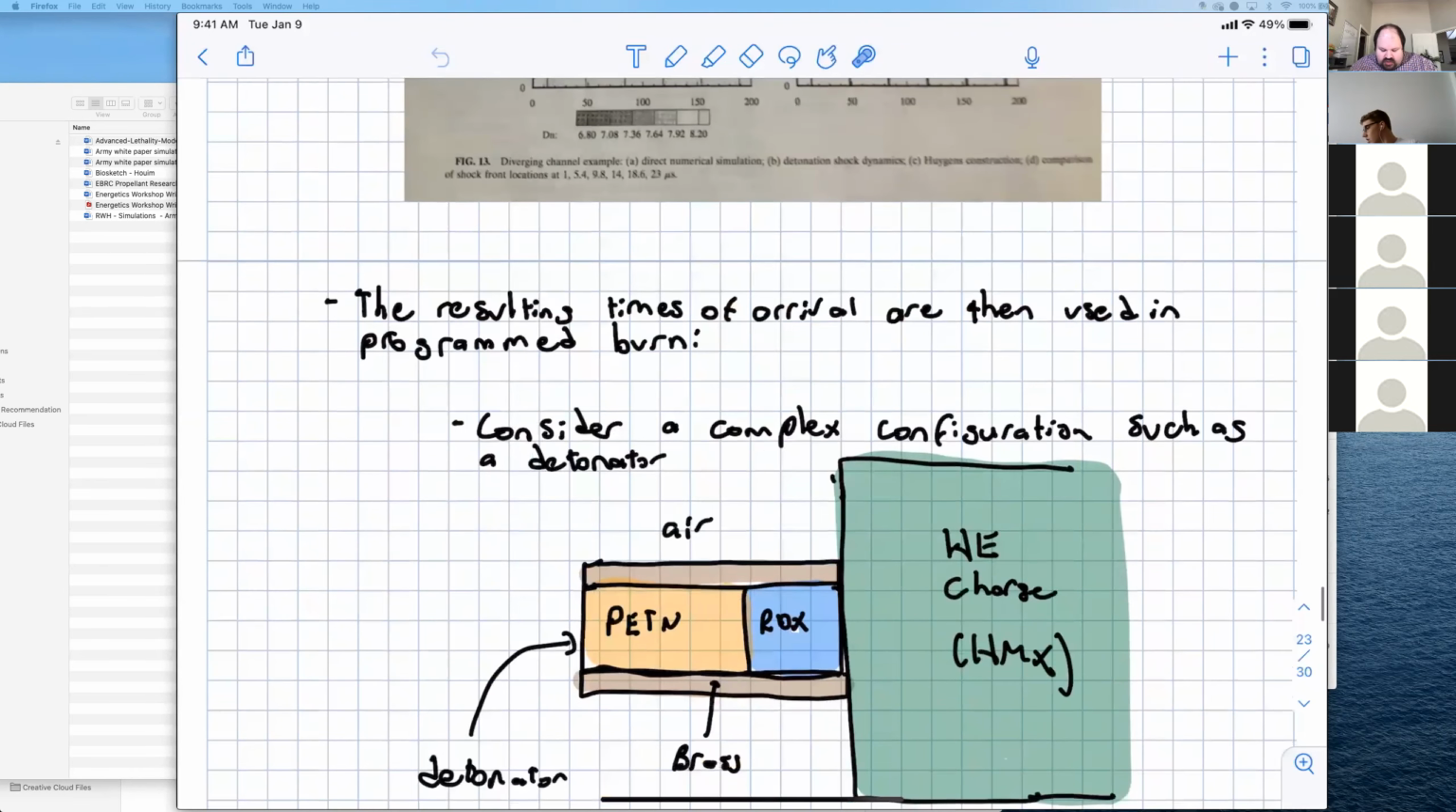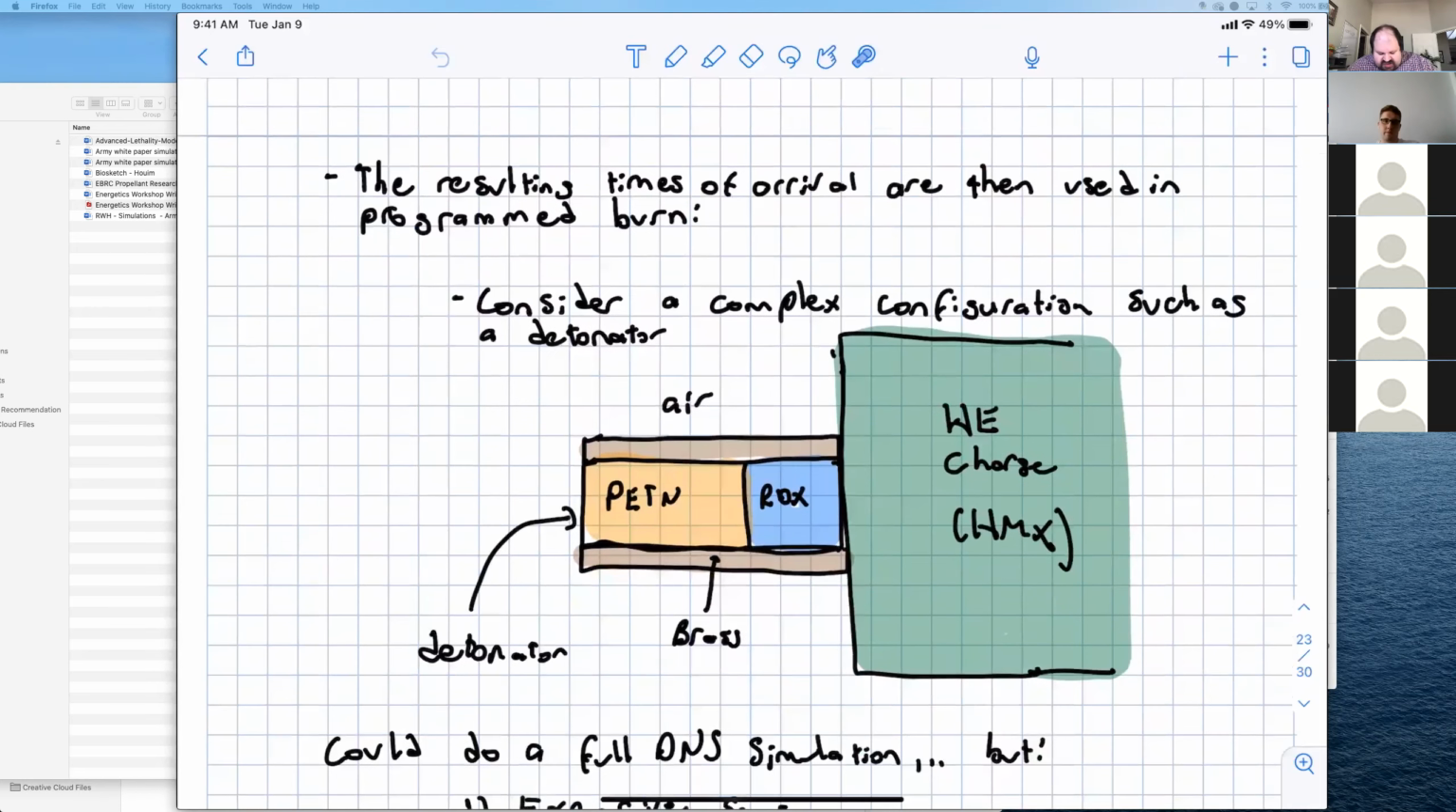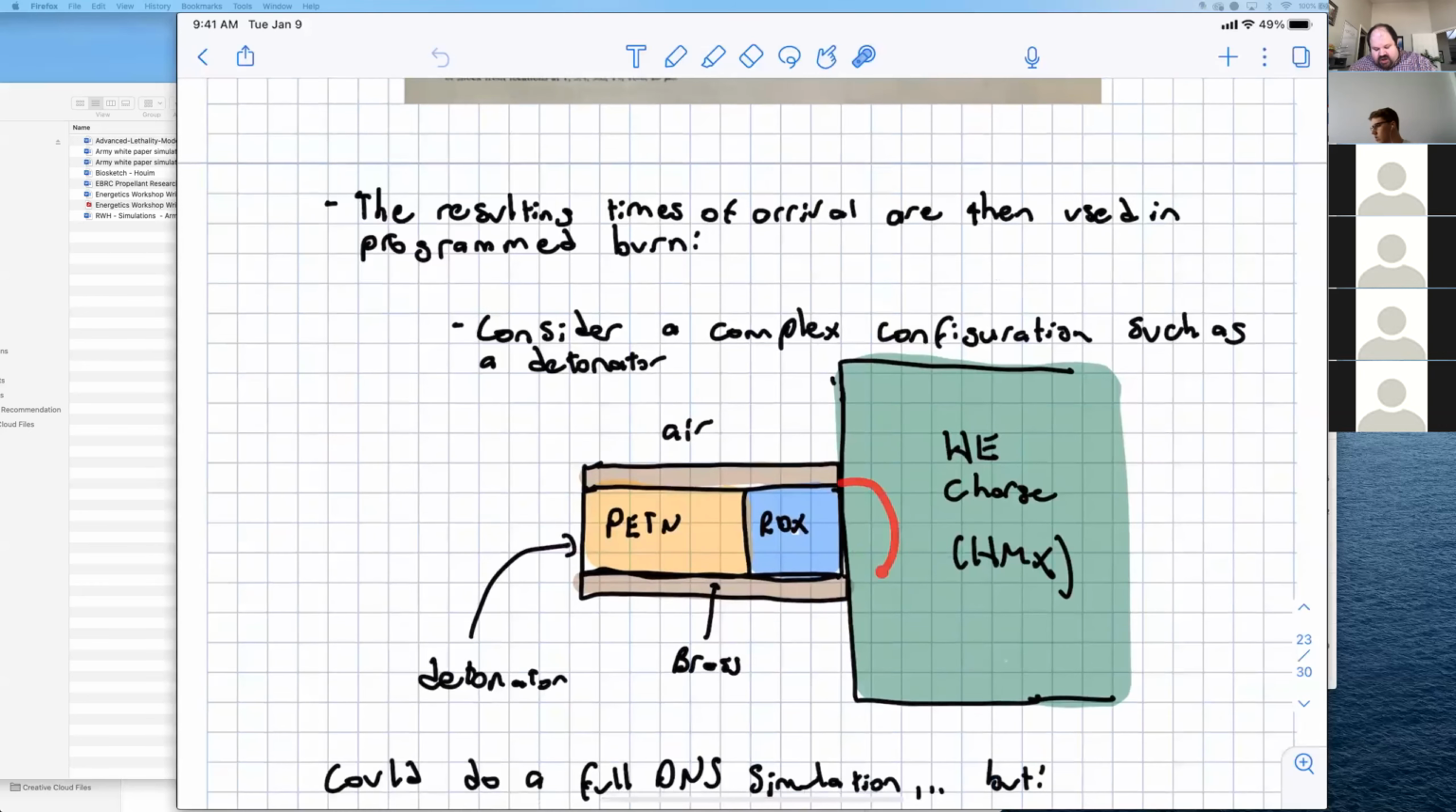And so they are used in a technique called programmed burn. Say you're studying a crazy detonator, and a detonator is just a series of easy to ignite energetic materials that may not be the most energetic compounds in the world, but they will ignite fairly reliably. And then they are used to produce a massive shock wave that then ignites the actual explosive that you're interested in igniting.